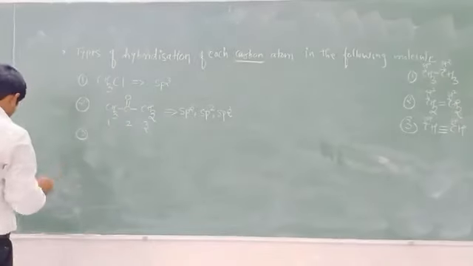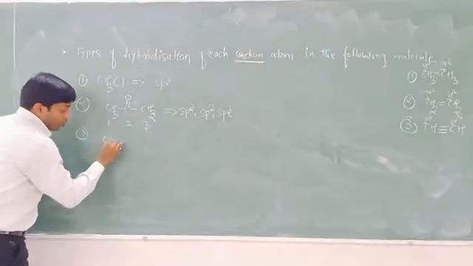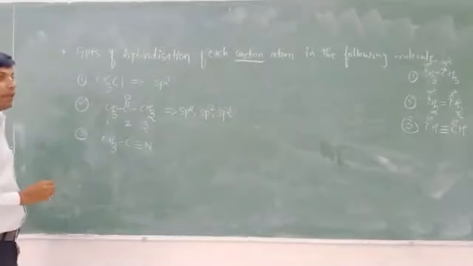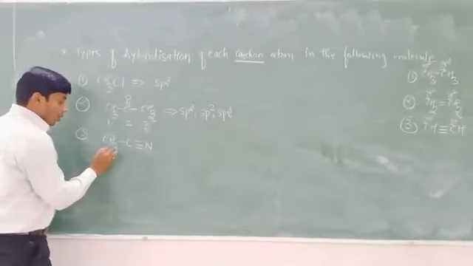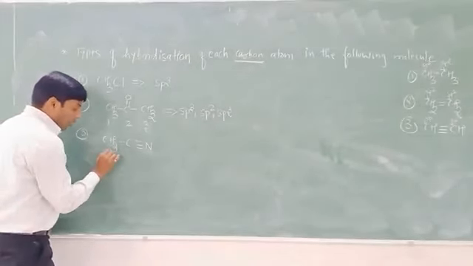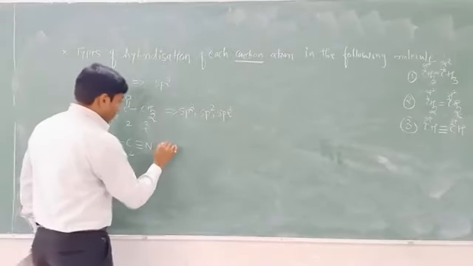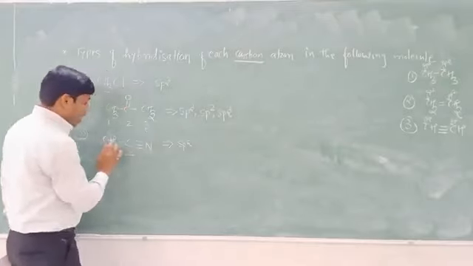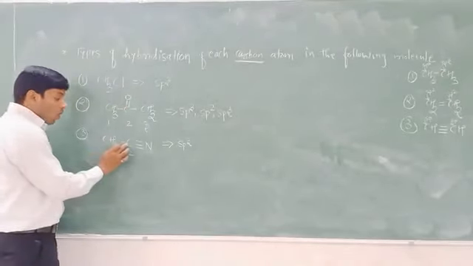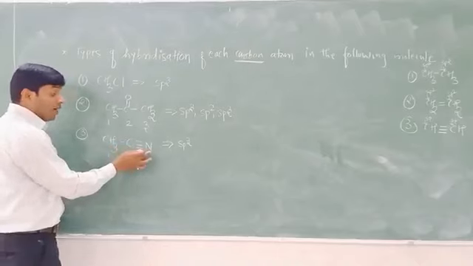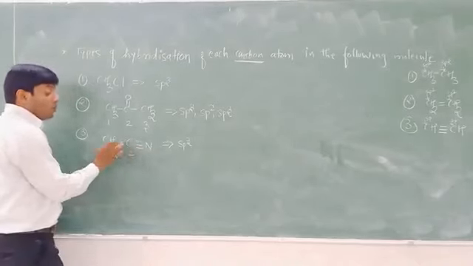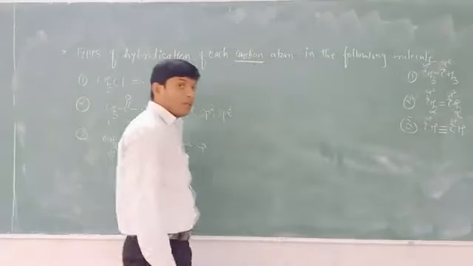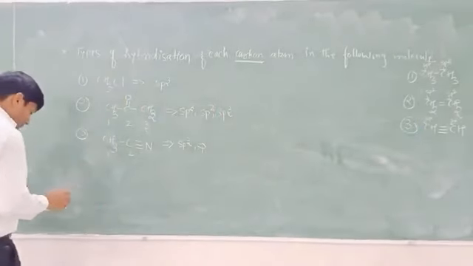Next, the third example I will consider here: CH3 single bond C triple bond N. You have to assign the hybridization of the carbon atoms. How many carbon atoms are there here? 1 and 2. The first carbon atom has the hybridization sp3 because the carbon has a single bond. What about the second one? The second carbon atom is attached to the nitrogen by a triple bond, and this second carbon atom undergoes sp hybridization. Which hybridization? sp.